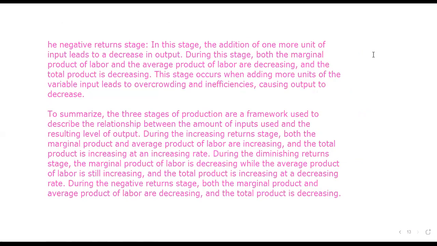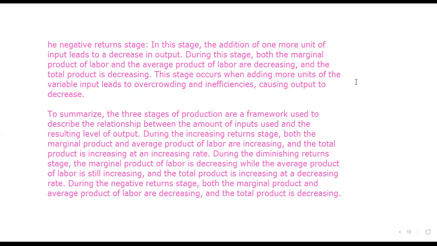We go to the last stage where things are declining. So, which we call the what? We call that the negative return stage. In this stage, adding 1 more unit will decrease our total output. So during this stage, both the marginal product of labor and average product of labor are decreasing. And the total product is also decreasing in this stage. So when adding an additional unit of a variable input, it leads to what we call overcrowding. So this results in outputs to decrease.